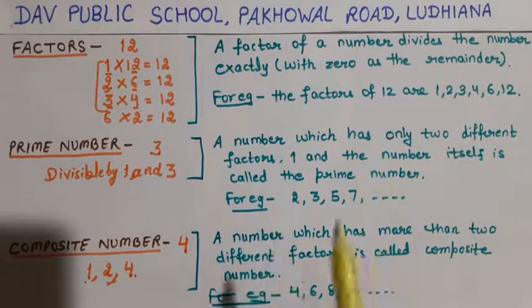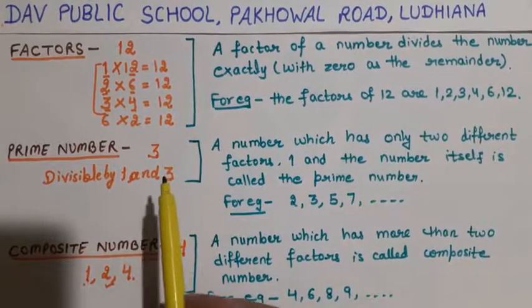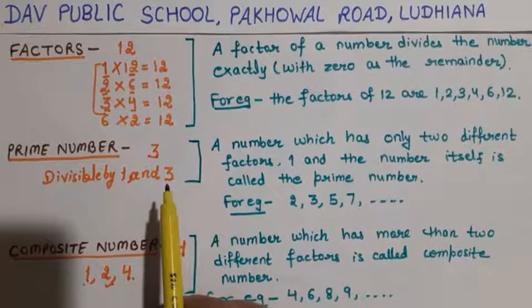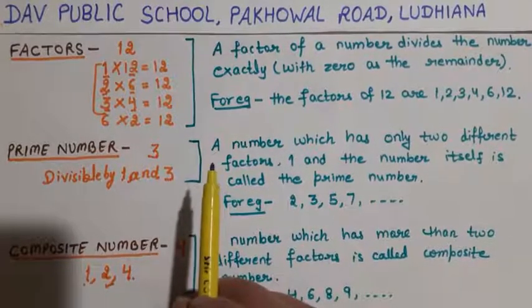Okay. These 4 definitions of multiples, factors, prime number and composite number you have studied in your earlier class also, in class 5. Okay. There are some points that you have to keep in your mind. As you know, 1 divides every number exactly, right?